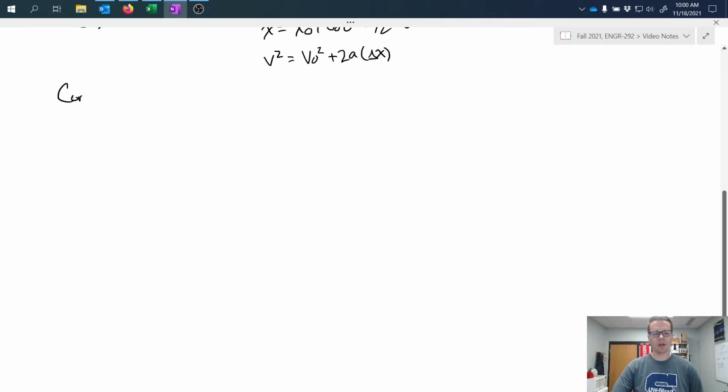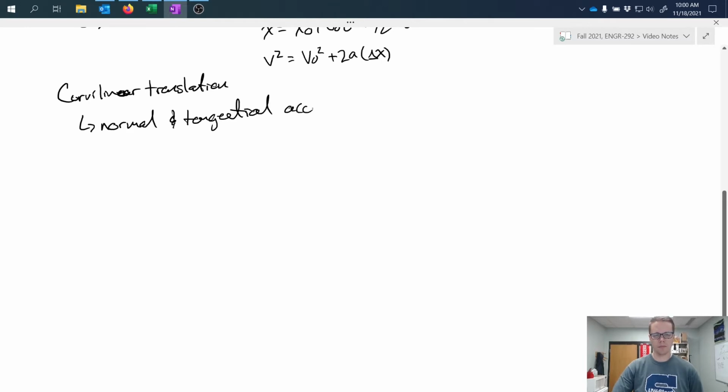After linear translation, we talked about curvilinear translation. In curvilinear translation, the primary consideration that we added to our understanding is normal and tangential accelerations. For a simple particle passing around a curve, we talked about how the normal acceleration was related to the change in direction, while the tangential acceleration is most closely related to the change in speed.